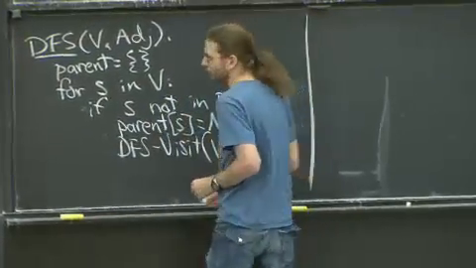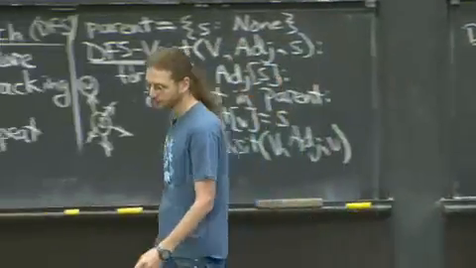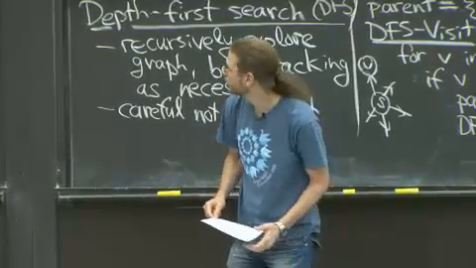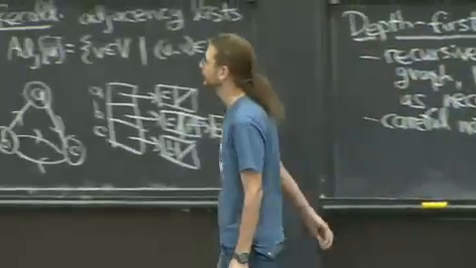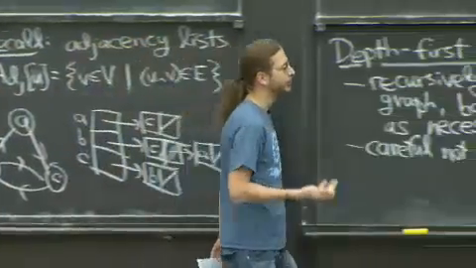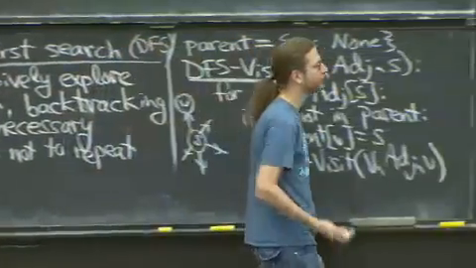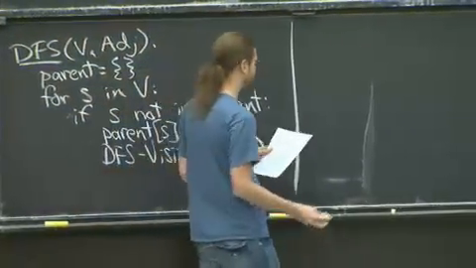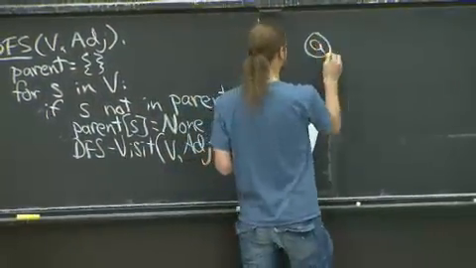Let's do a little example. So this is super clear. And then it will also let me do something called edge classification. Once we see it, every edge in the graph gets visited by DFS in one way or another. And it's really helpful to think about the different ways they can be visited.